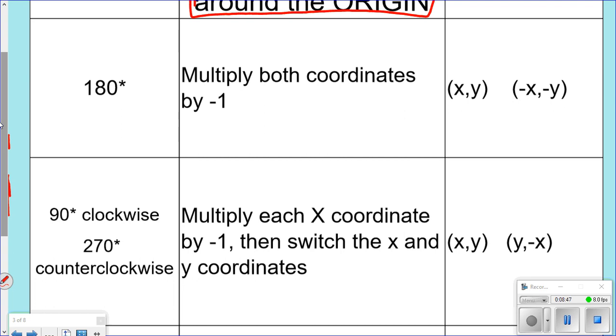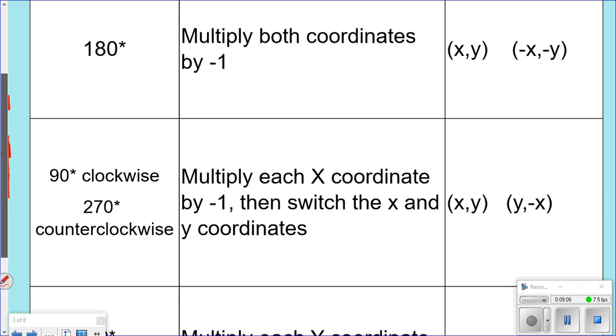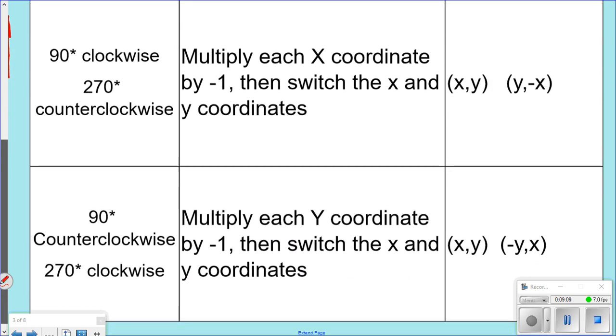Let me know when you want me to move it up. Notice how these two are the same, even though they're different. 90 degrees clockwise is the same rule as 270 degrees counterclockwise. Notice those are the same rule. Can I move it up a little bit? Are you guys okay with that? So I go like this. Is that okay?